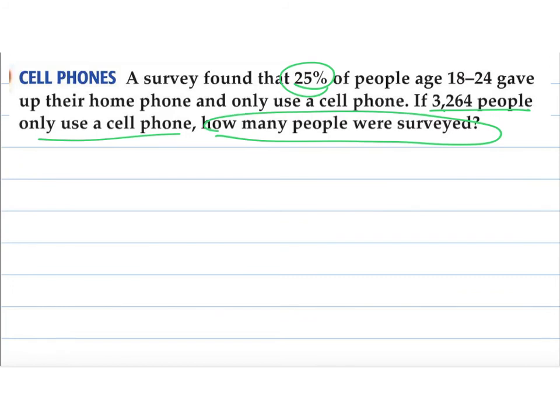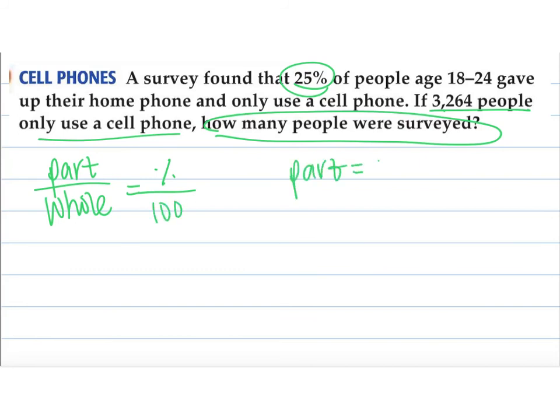So, again, you could use, now I'm going to think of it more as the part over whole equals percent over 100, or part equals percent times whole. Because with the word problems, it's easier to think about, is that part of the problem or the amount of people, or is that the entire whole amount, and then figure out where it goes from there. The 25% is easy to figure out. Percent always goes over 100.